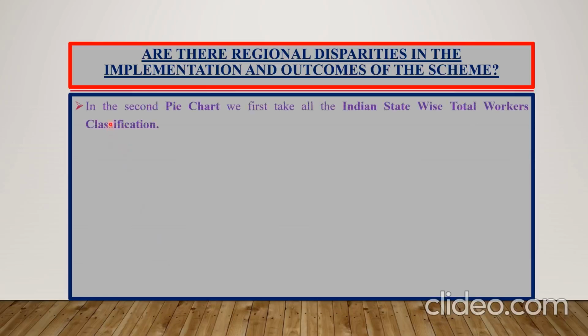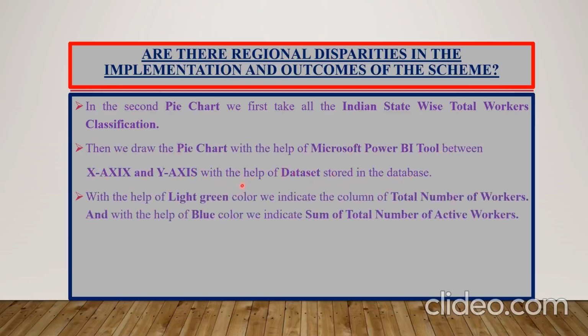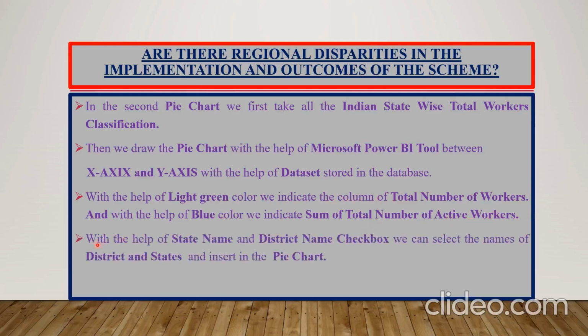And here is the second question, second pie chart. In the second pie chart, we first take all the Indian states-wise total worker classifications. Then we draw the pie chart with the help of the Microsoft Power BI tool between the x-axis and y-axis with the help of the dataset stored in the database. With light green color we indicate the column of total number of workers, and with blue color we indicate the sum of total number of active workers. With the help of the state name and district name checkbox, we can select the names of districts and states in the pie chart. This is all about the second pie chart.